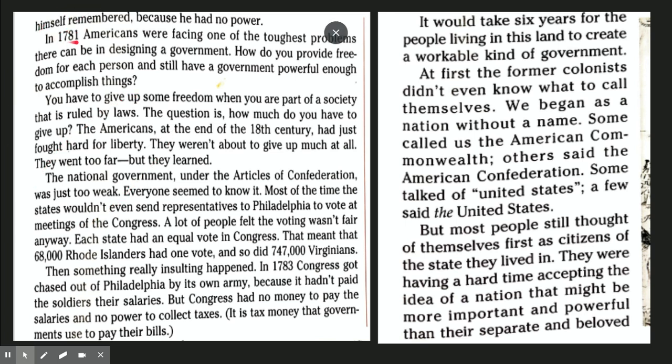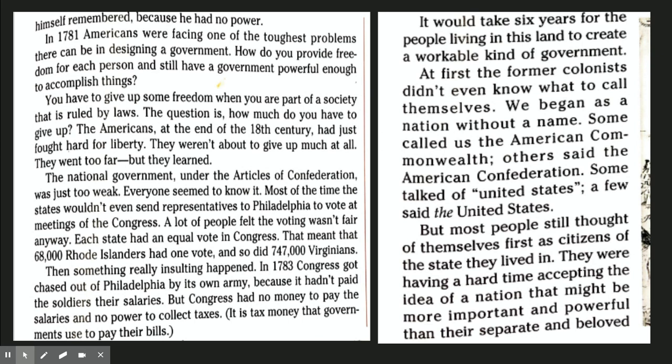Where were we? Up here. We're going to say right here. In 1781, Americans were facing one of the toughest problems there can be in designing a government. How do you provide freedom for each person and still have a government powerful enough to accomplish things?